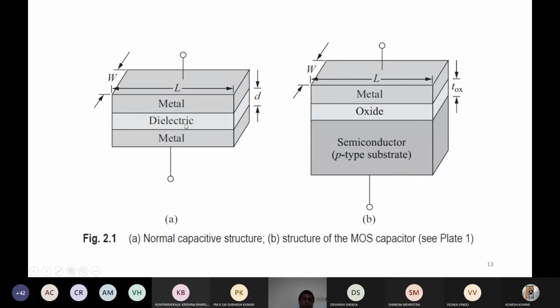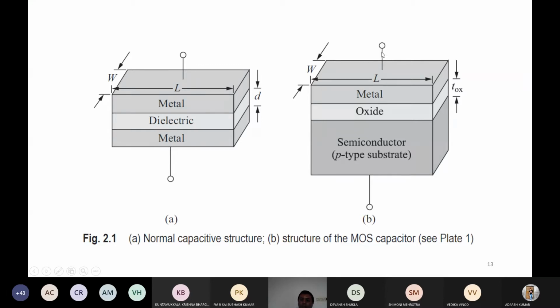This is just a 3D view of the parallel plate capacitor, and the MOS capacitor is similar. We can see the top one is metal, and in between there is an oxide, silicon dioxide, which is the dielectric, and the bottom side is a substrate, which is a semiconductor. This is the simple MOS capacitor structure whose operation and working we should understand. The thickness of the oxide is TOX, and the top metal may be polysilicon or any other metal.